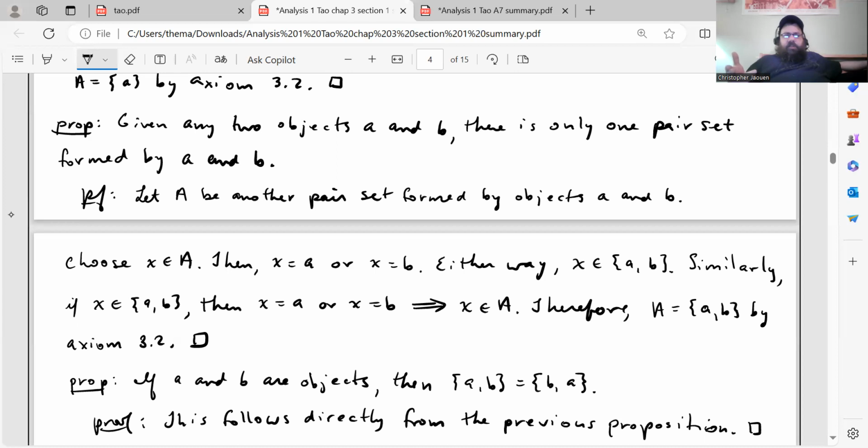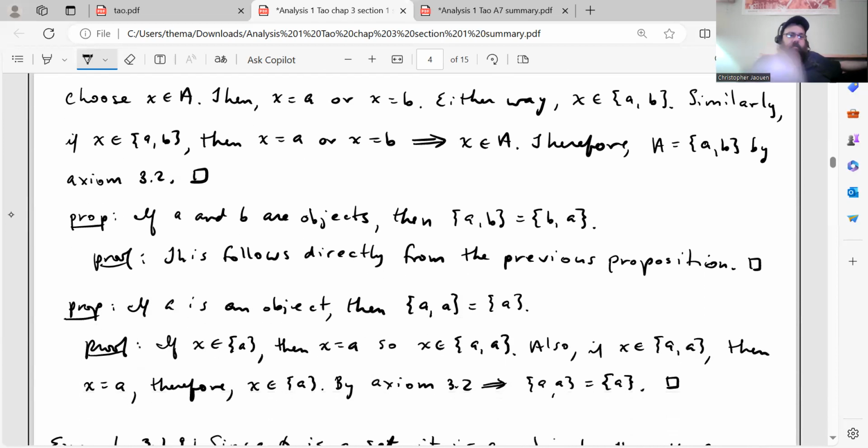Let A' be another pair set. I think I skipped over one of the lines. Hang on, let me read this over. Let A' be another pair set formed by objects A and B. Choose X in A', then X equals A or X equals B. Either way, X is an element of the pair set containing A, comma B. Similarly, if X is an element of the pair set containing A and B, then X equals A or X equals B, so X is an element of A'. Therefore, A' is equal to the pair set containing A and B by axiom 3.2.